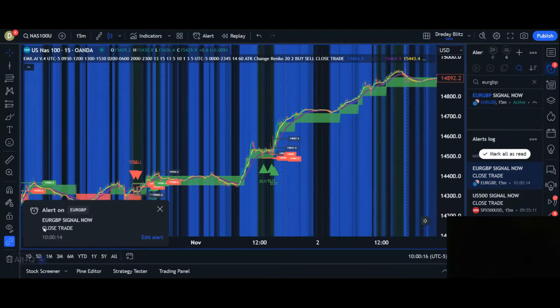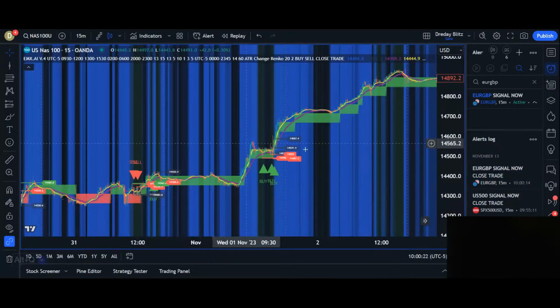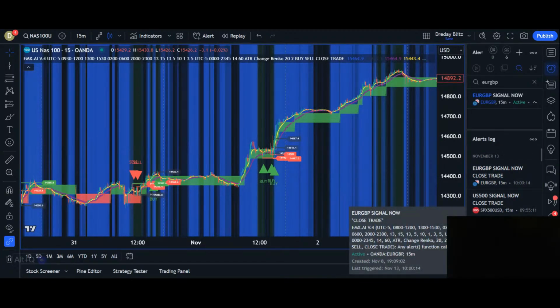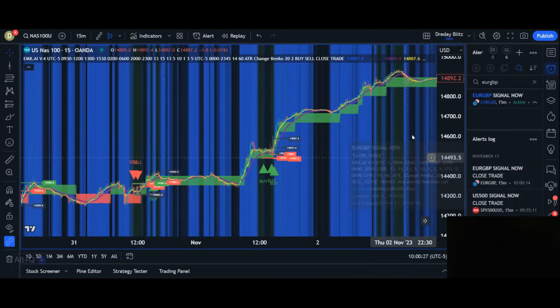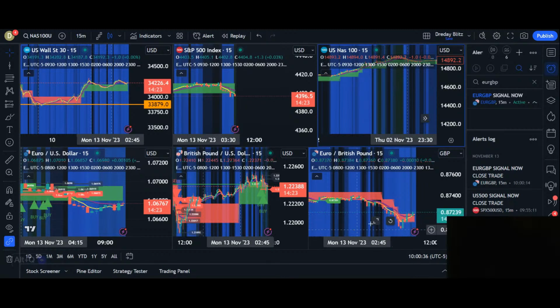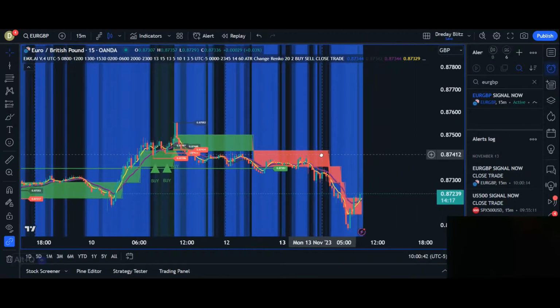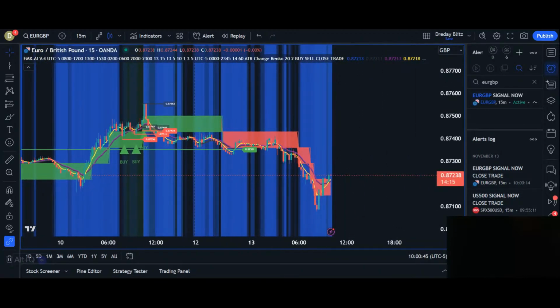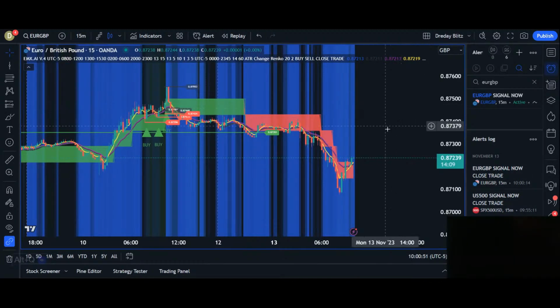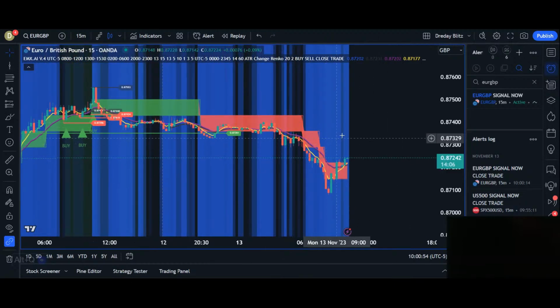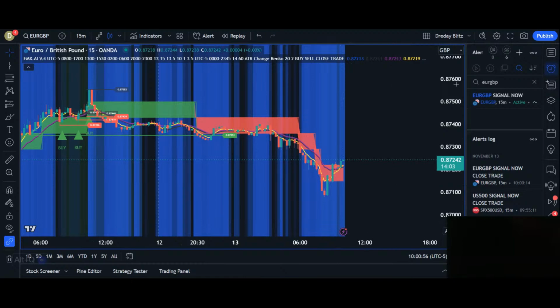Okay, so Euro GBP close trade meaning that we're switching from buy to sell. Okay, so I'm just showing you guys how everything works, so that way you're gonna see that these messages you're gonna receive are aligning with everything. Okay. So we're still buying here.